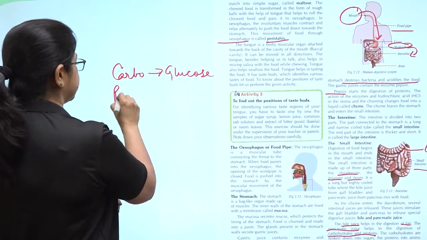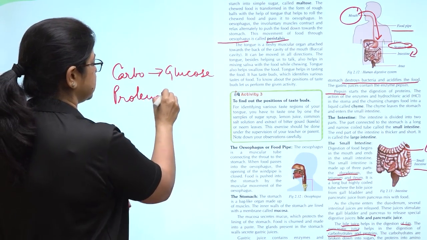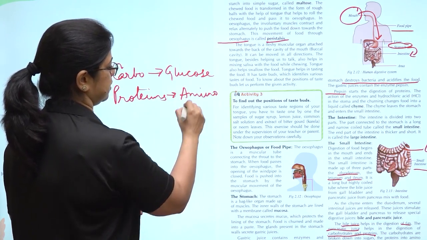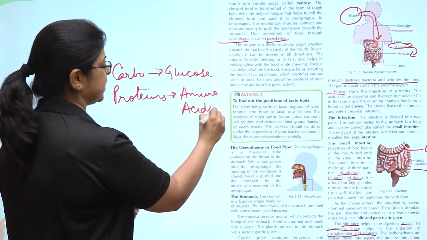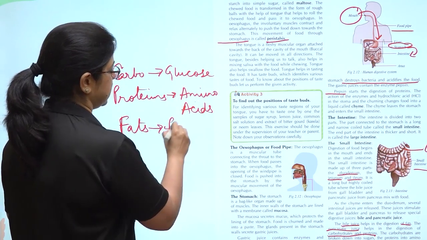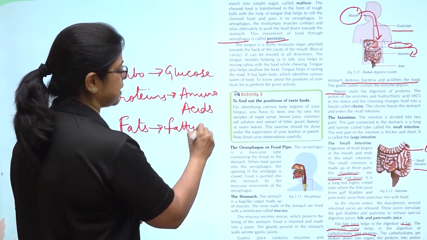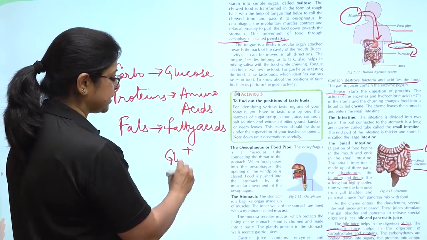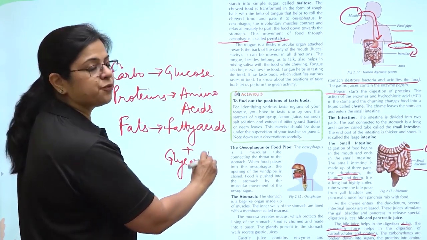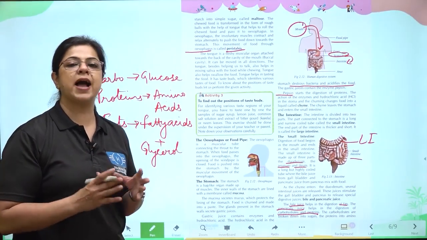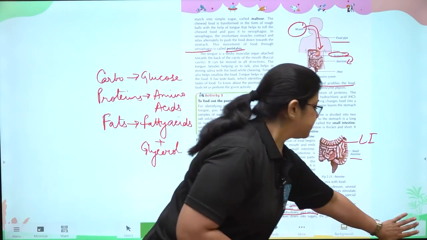The proteins are digested into amino acids. And the fats are digested into fatty acids and glycerol. These are the simple substances that are readily utilized by the body. They release energy and they perform the different functions that we have studied, which include bodybuilding functions and protective functions.